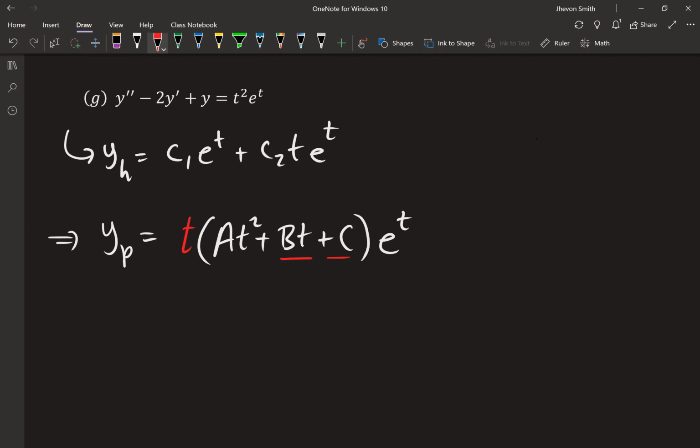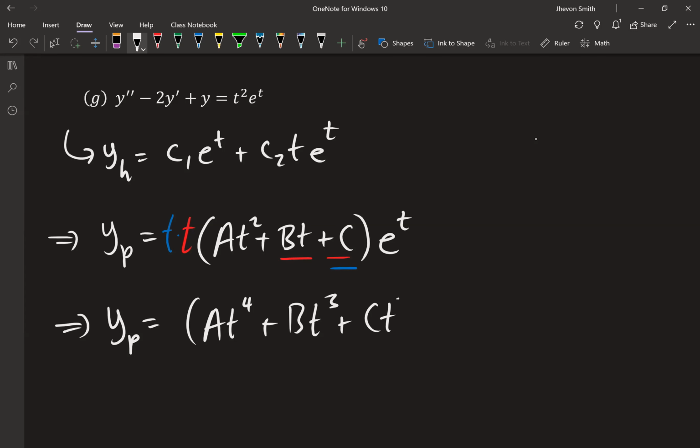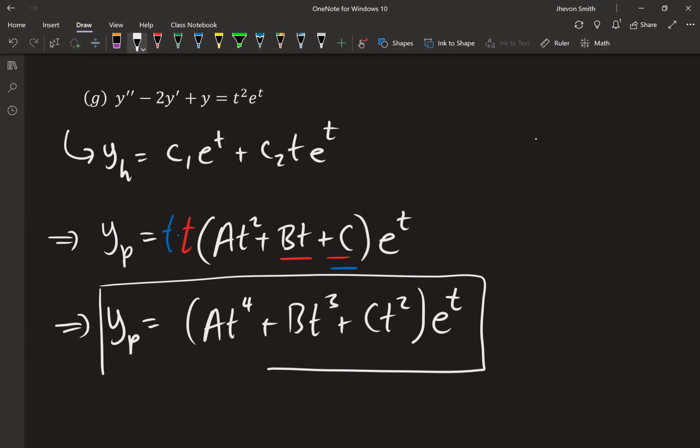And then I'd realize that this term overlaps, so I'd multiply by a t again. And so ultimately my YP should look like (At to the fourth plus Bt cubed plus Ct squared) e to the t. And that is the correct guess.